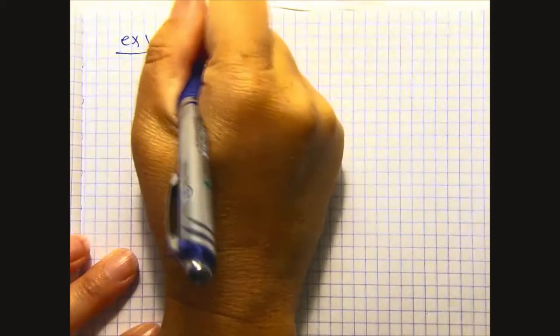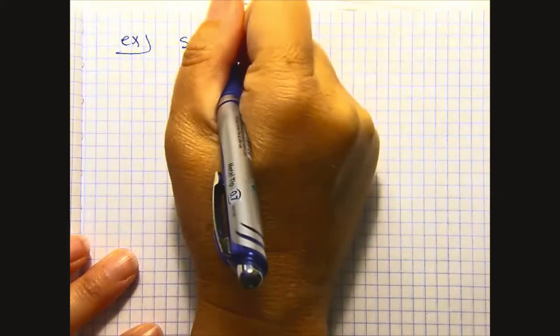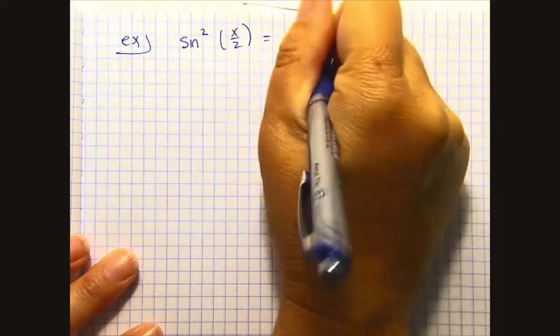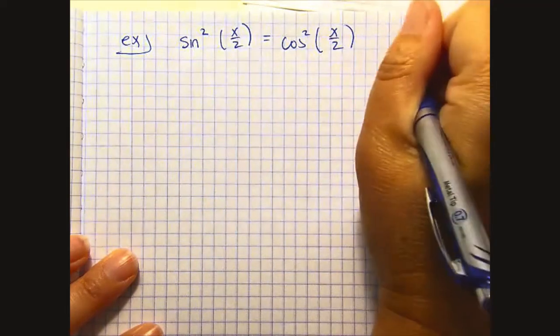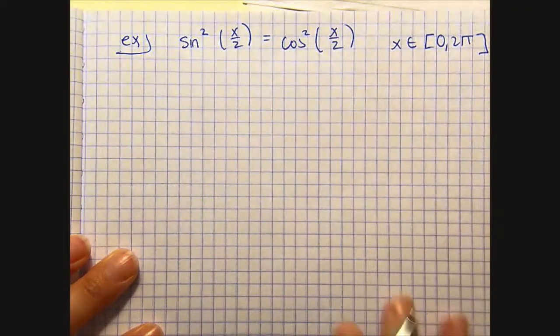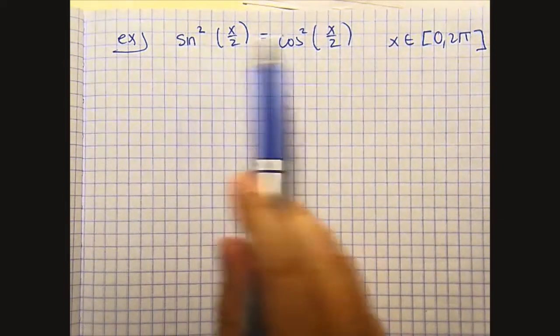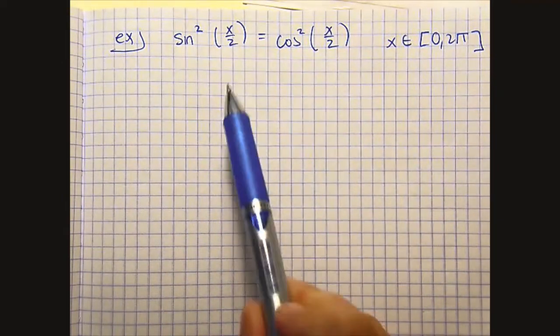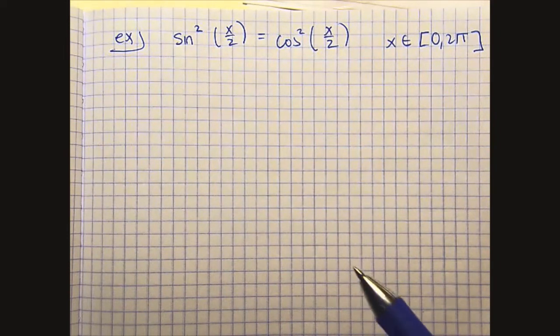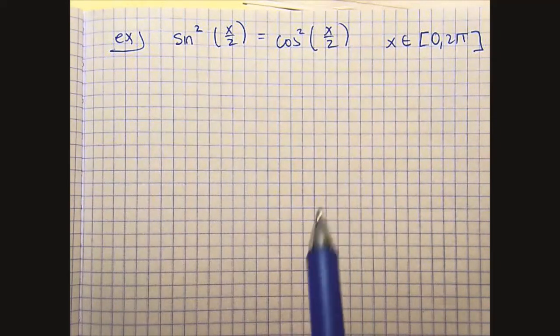So we're going to solve the problem sine squared of x over 2 equals cosine squared of x over 2 for x from 0 to 2 pi. Now you're like, why are they written squared? Well, because you'll notice all of these formulas have the square root plus or minus, and if they're written squared, we get rid of that without thinking too much.